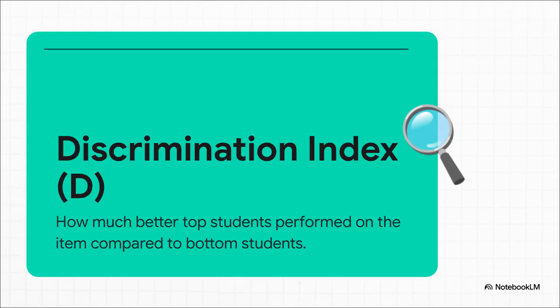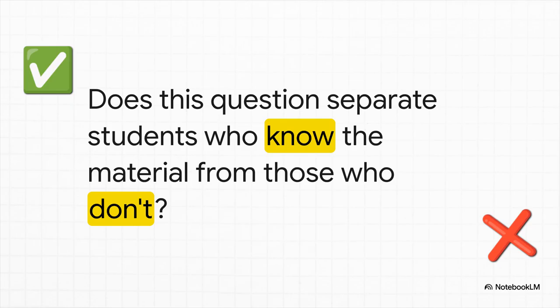All right, let's move on to our next vital sign, the discrimination index, or simply D. This stat gets right to the heart of what a good question should do. Does it actually work? Does it separate the students who've mastered the material from those who are still struggling? To do that, the report compares how the top 27% of students did on this one item versus the bottom 27%.